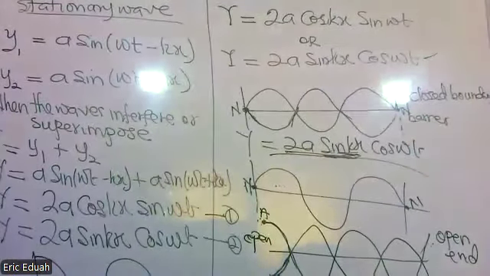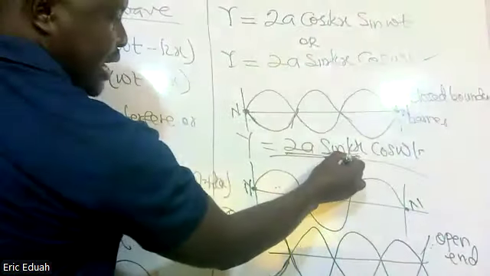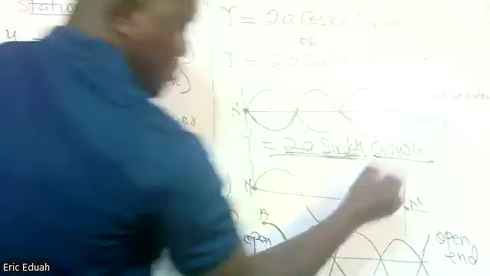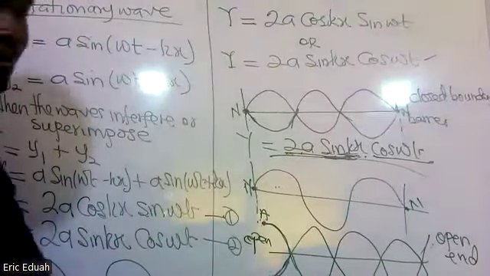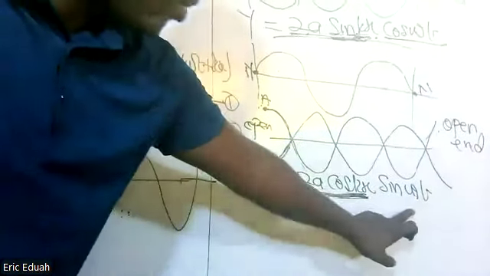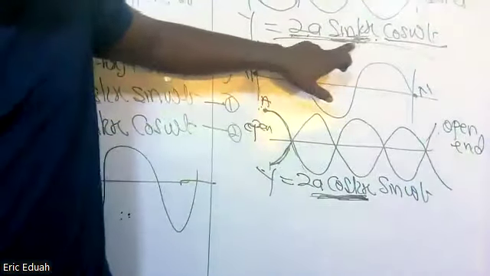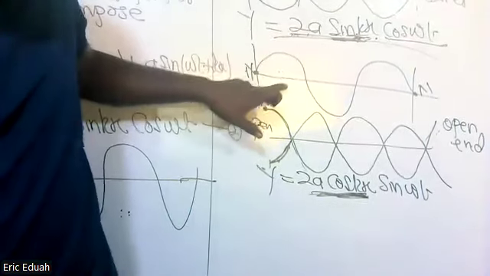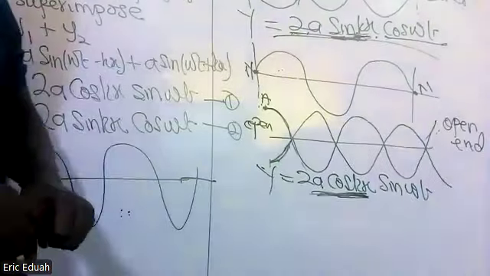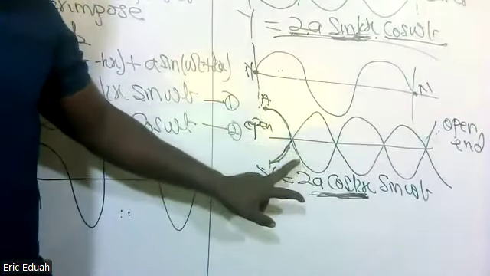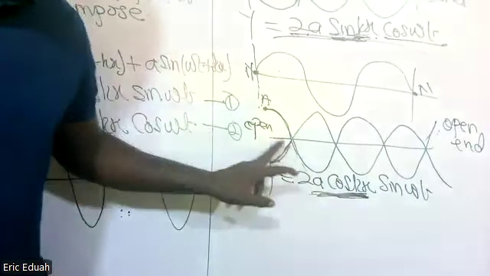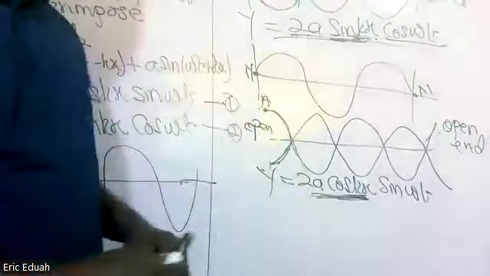So the equation can be, where the amplitude is 2a sine kx cos omega t, or 2a cos kx sine omega t. If the amplitude function is a sine, then it means it's a reflection from a closed boundary or barrier. If the amplitude function is cosine, then it's an open barrier. So take note of the difference.